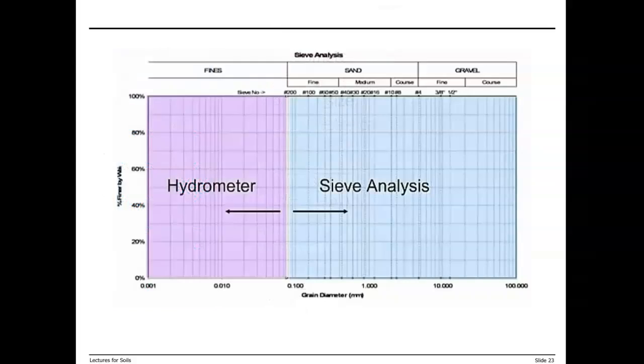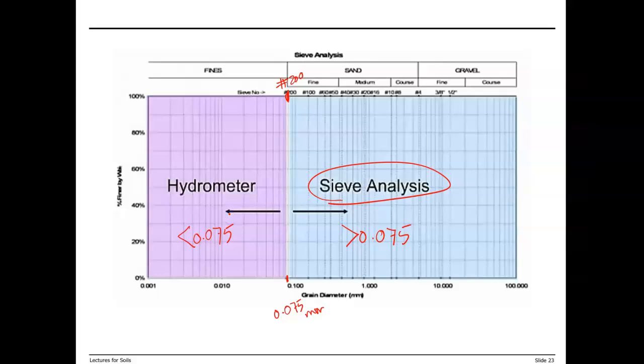So again, for particles larger than 0.075, or this is sieve number 200 here, that has an opening of 0.075 millimeters. For materials larger than 0.075 millimeters, we perform sieve analysis test, and for materials smaller than 0.075 millimeters, we need to do the hydrometer test. And then we can make the gradation curve.